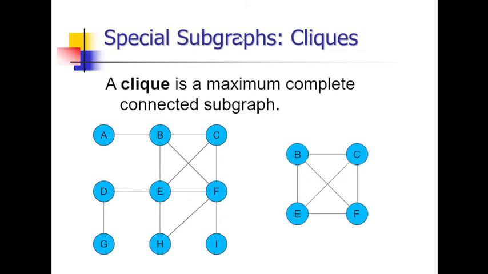So what are cliques, the maximum complete connected subgraphs? Out of a graph, this is a complete graph, the maximum complete graph from this one.